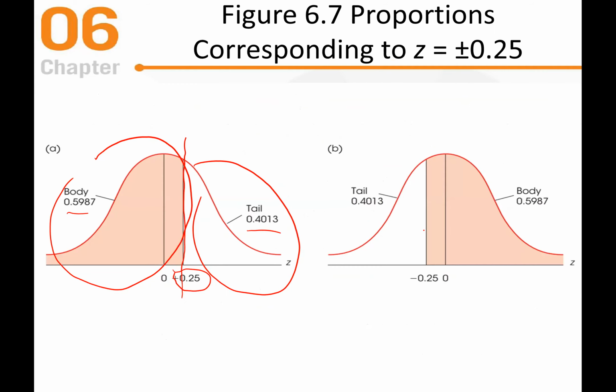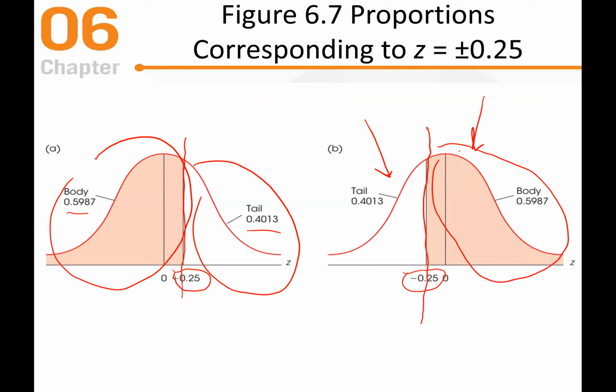So let's look at that negative z-score. In this one, I have a z-score of negative 0.25. This separates the normal distribution right here and creates, again, two parts. This part is the larger part, the body found in column B. This part is the smaller part, so this is the tail, and this is going to be found in column C.